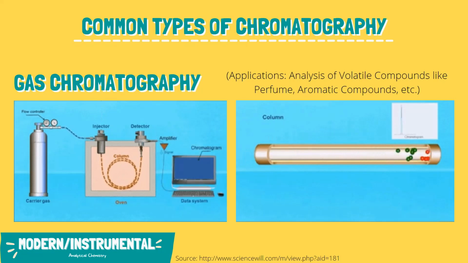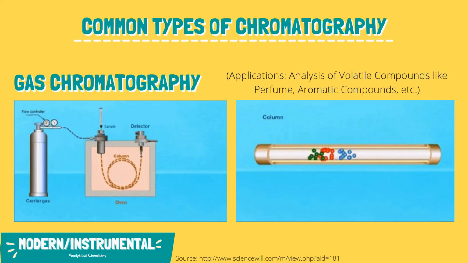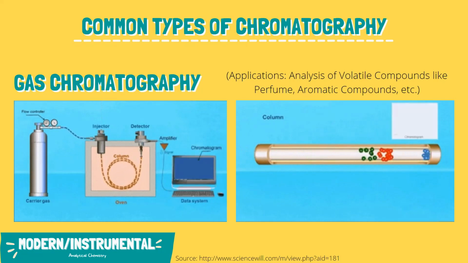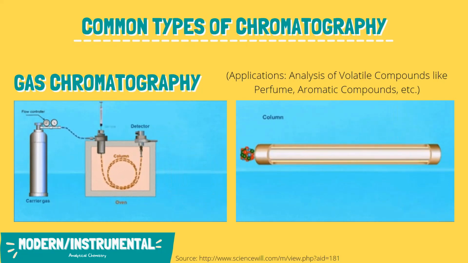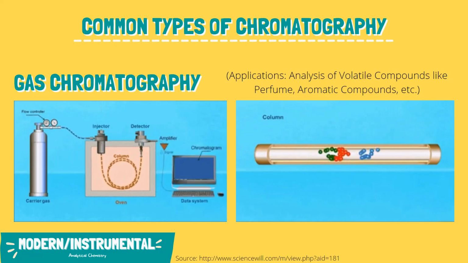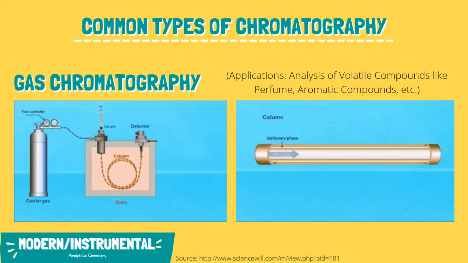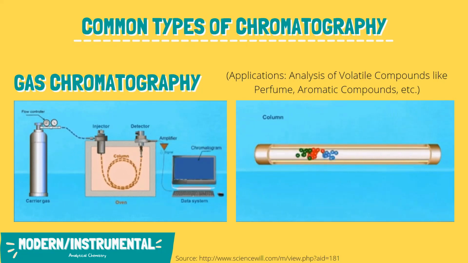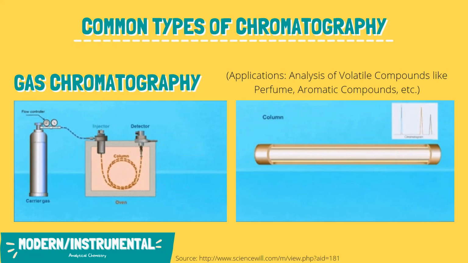Now, the principle of separation is based on the interactions in the stationary phase. So, kung sino yung analyte na may less interaction with the stationary phase in the column, siya yung unang lalabas. Kung sino naman yung mas maraming interaction or mas stronger yung interaction with the stationary phase, yun yung last na lalabas.